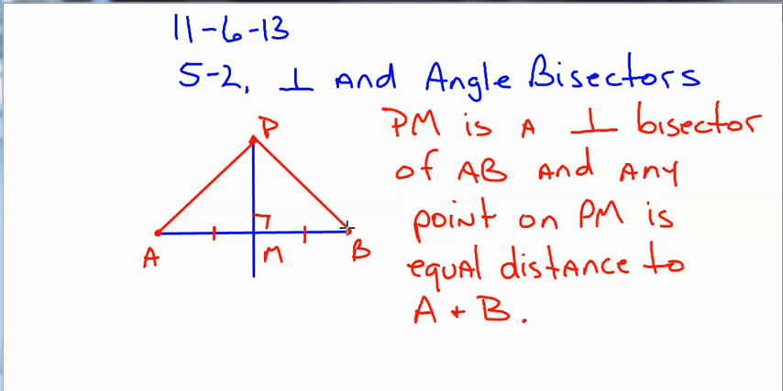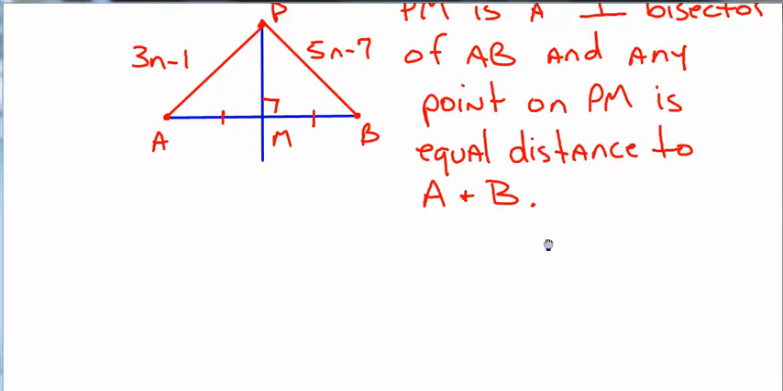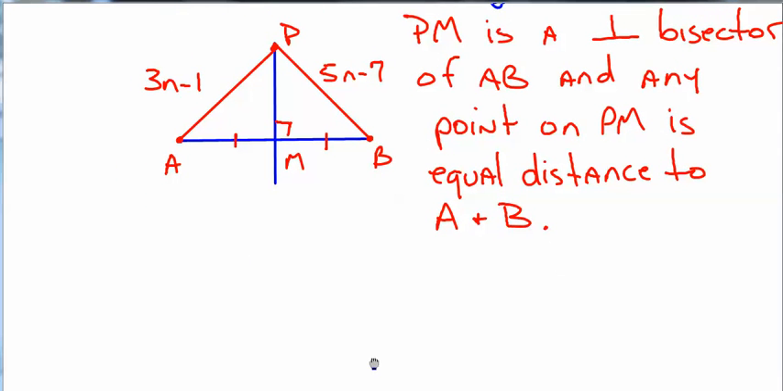So if you had this picture, and 3n minus 1, 5n minus 7. How would you solve for n? Very good. 3n minus 1 equals 5n minus 7. Because these two pieces are going to be congruent.